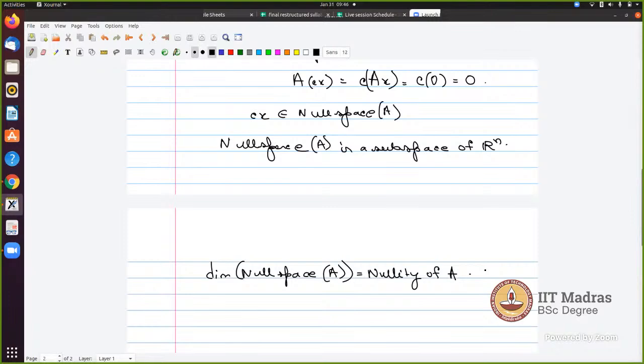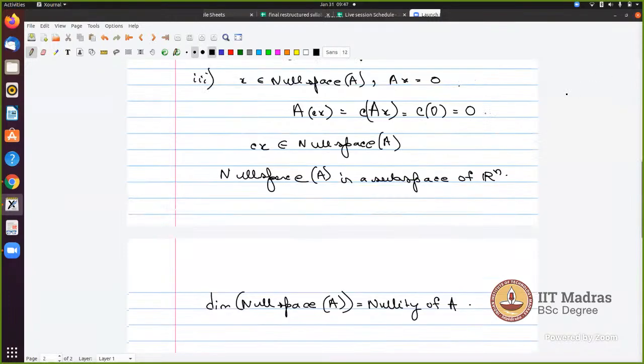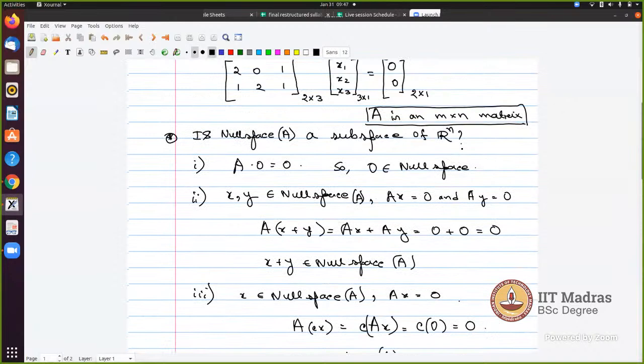Okay. This is only applicable to homogeneous solutions, right? So this is basically the solution space of a homogeneous equation, a system of homogeneous equations.